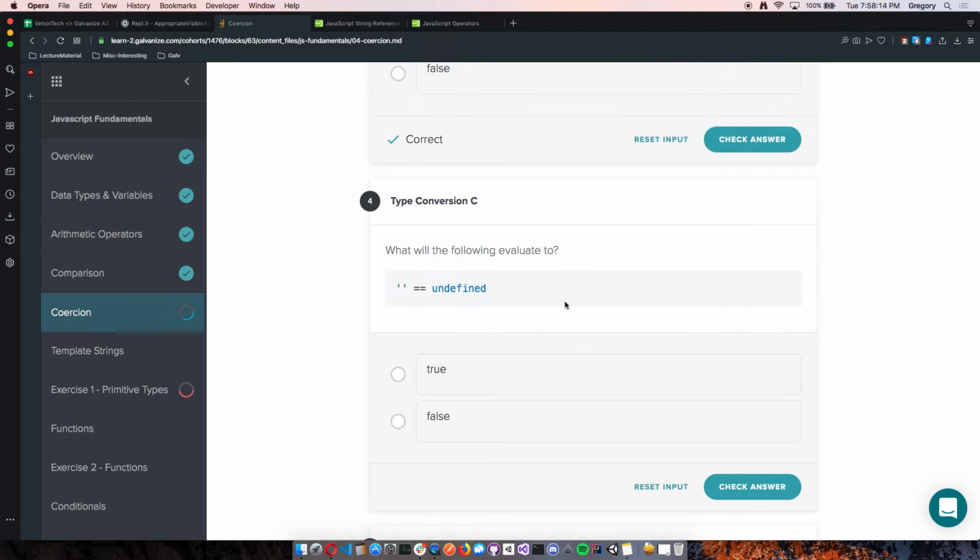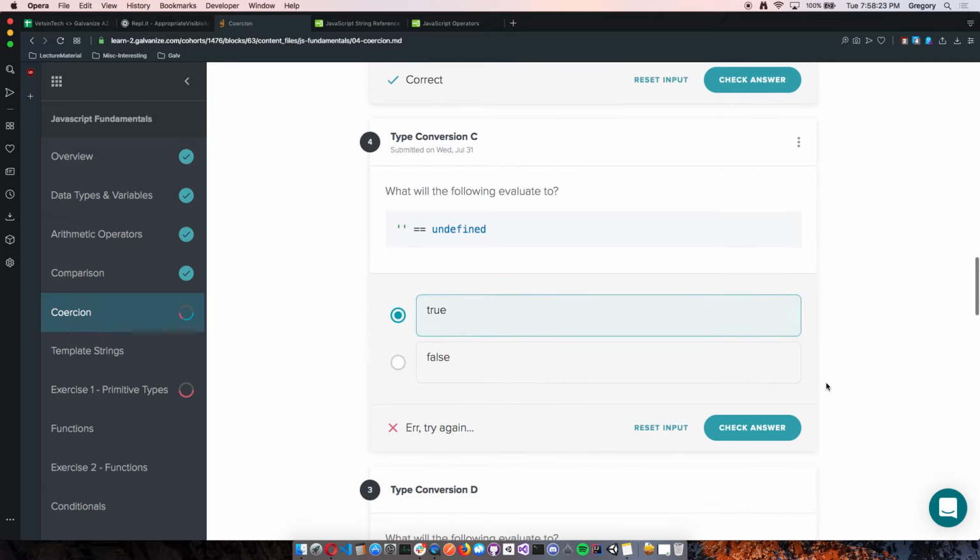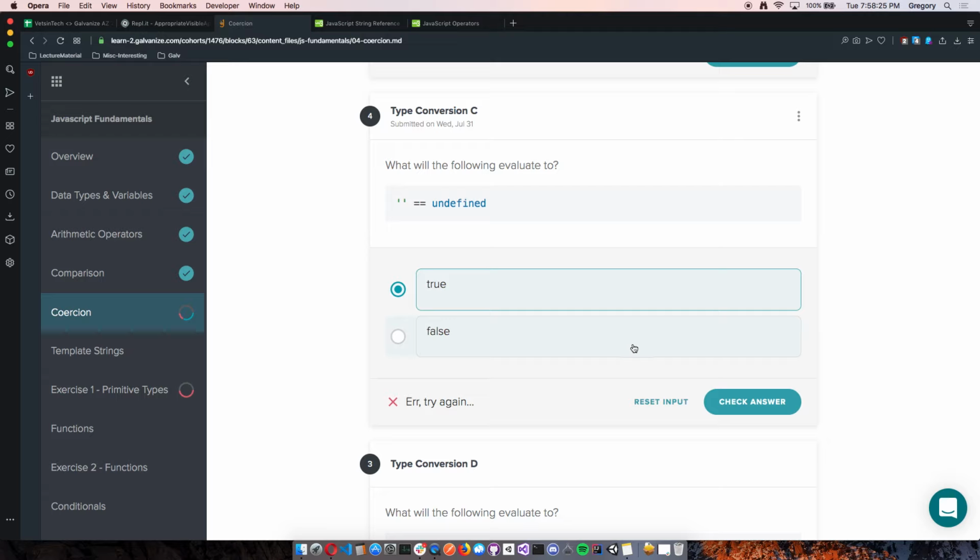Ooh. Anybody know the answer to this one? True? Let's say false. Are you sure? Is that your final answer? Is there a space in there? Actually, an empty string defines a value. It's essentially like null, if you want to think of it that way. It's showing that there is some sort of value here. The value is null, though. So null is not undefined.